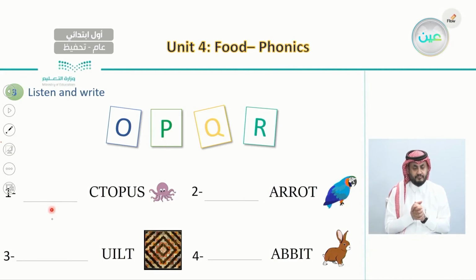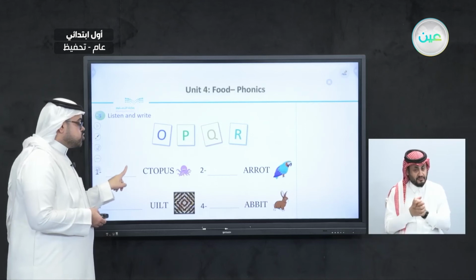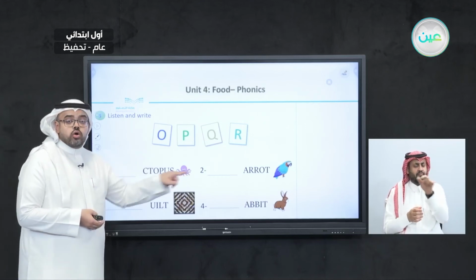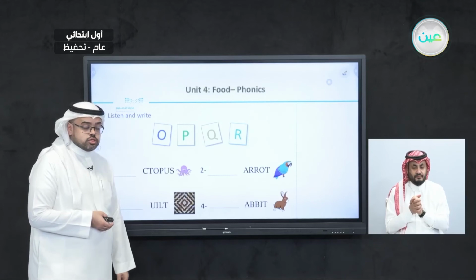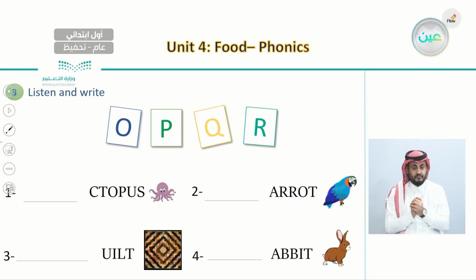So here we have 1, 2, 3, 4 missing letters. So how are we going to choose these letters? We're going to listen first. After we listen, we're going to decide which letter should go on each of these words. So let's start by listening to the first word, and then we will decide which letter it is. The first word is octopus.